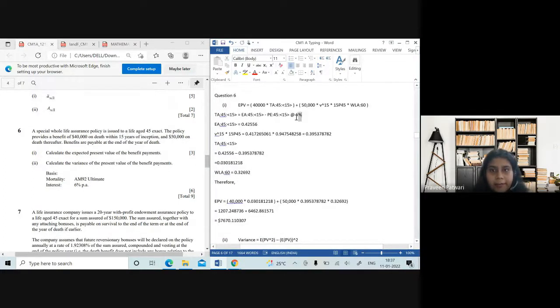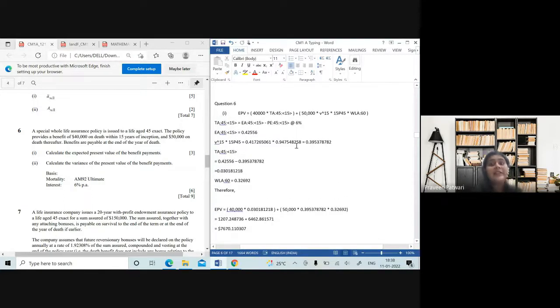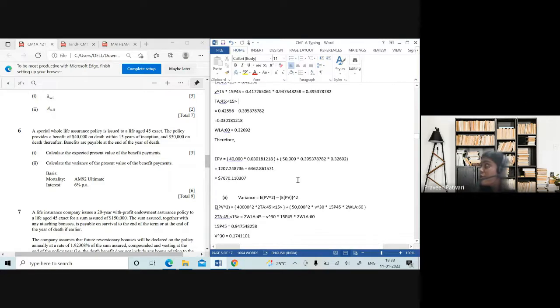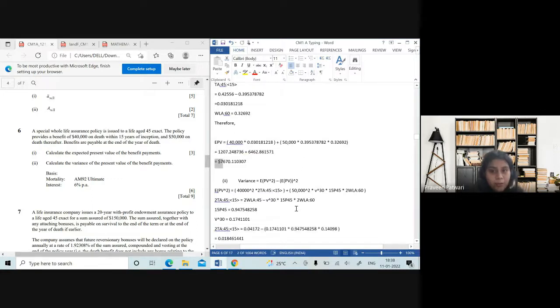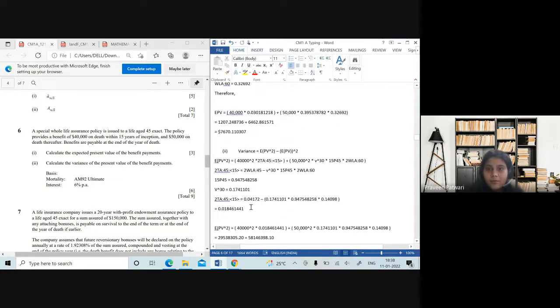Again, at the rate 6%. Over here, for example, she hasn't mentioned the table which she is using, which is AM92 ultimate, right? So make sure that you mention the table which you are using. And again, in the answer, the unit is very, very important. You also, the same thing.